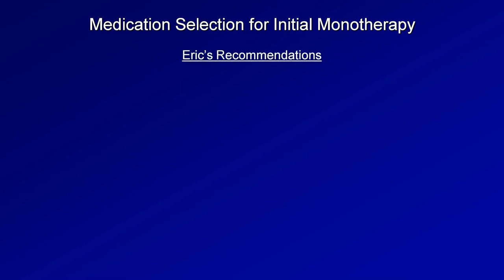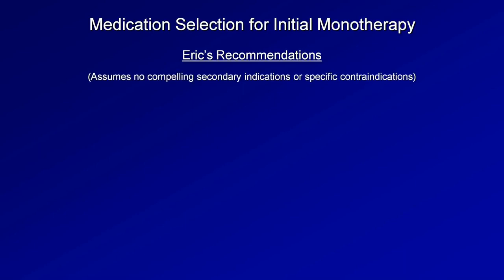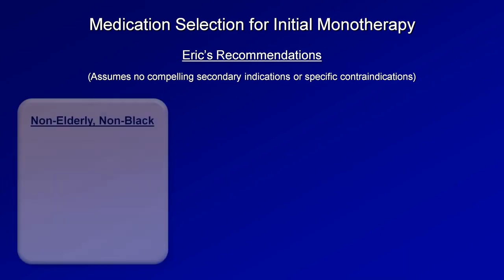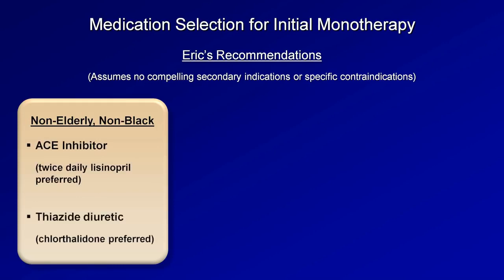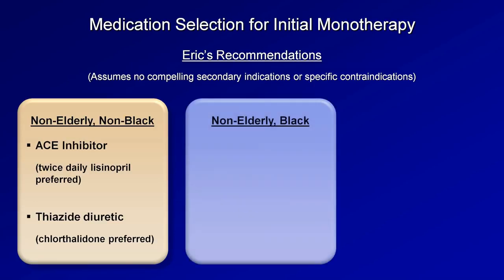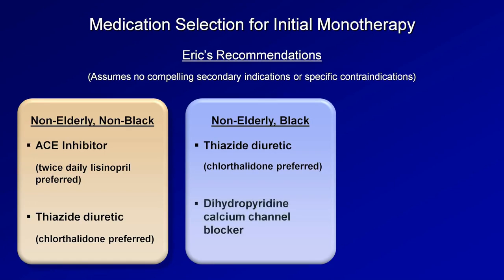So what are my specific recommendations for initial monotherapy? Assuming there are no compelling secondary indications or specific contraindications, which I'll talk about in a few minutes, for non-elderly, non-Black patients, I recommend starting either an ACE inhibitor, I personally prefer twice-daily lisinopril, or a thiazide diuretic, in which case chlorthalidone might be preferred over the much more common hydrochlorothiazide. For non-elderly Black patients, I recommend either chlorthalidone or a dihydropyridine calcium channel blocker, such as amlodipine.